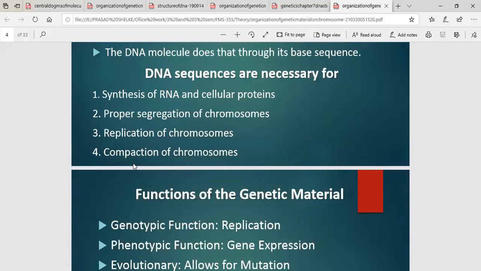So what is the main function of genetic material, or DNA? DNA is generally responsible for cellular proteins. You all know that protein is an important component of cell metabolism. Whatever metabolism the cell carries out through enzymes and hormones is generally done by protein molecules. The gene encodes for the proteins. Proper segregation, replication and compaction of chromosomes are important functions for a cell to survive and duplicate.